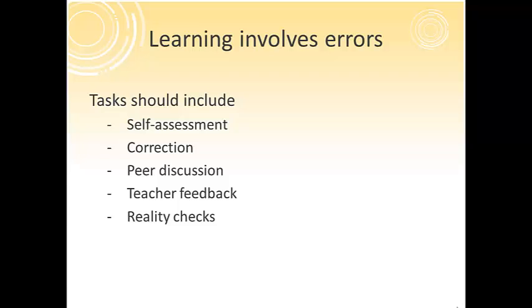Now, they don't have to include every one of those in every lesson, but at least one of those in every lesson, because through the peer discussion, you might find who has an error in their learning. Through the correction process, you will learn. Through a self-assessment, the learner may see themselves that they haven't quite learned the information right. Teacher feedback provides information about the learning, or reality check. So that's an essential part of the constructivist teaching approach.